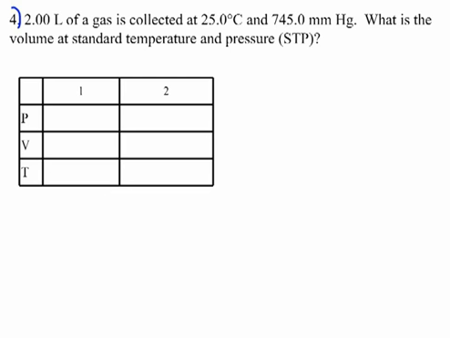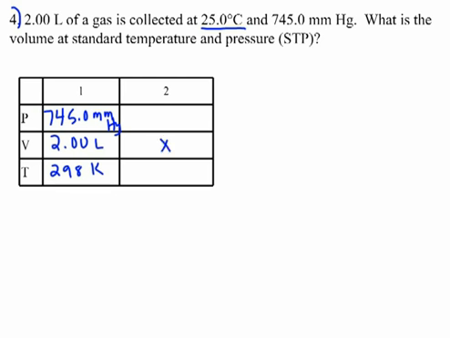All right, so what do we have? Our initial conditions. The 2.00 liters is our initial volume. It is collected at 25 degrees Celsius. That's our initial temperature. But we have to first convert this to Kelvin. So adding 273 to our Celsius temperature, we get 298 Kelvin. Our initial pressure is 745.0 millimeters of mercury. The question says, what is the volume at standard temperature and pressure?